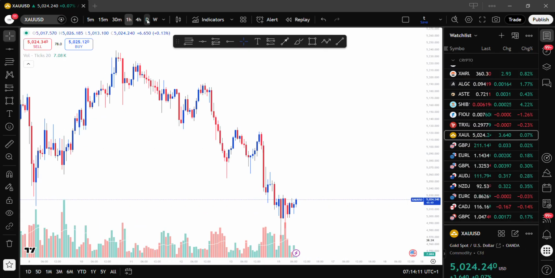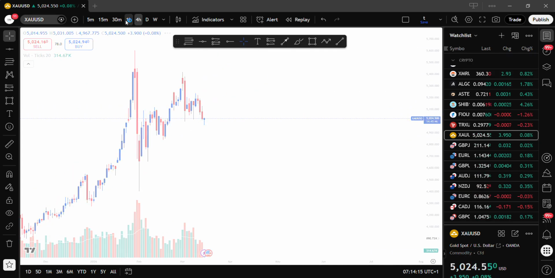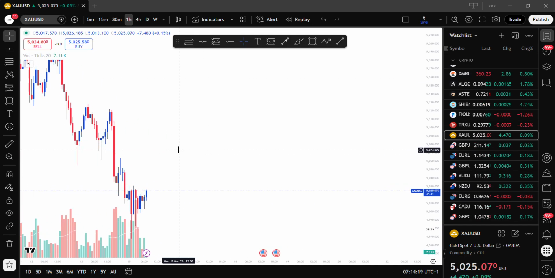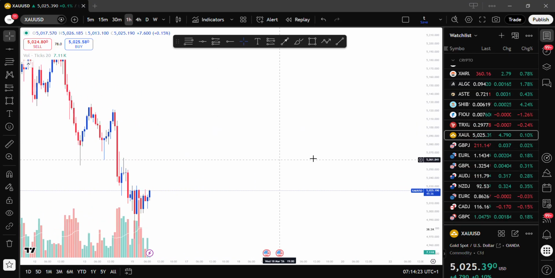On the XAU USD, it seems more messy today, so I bet you should just avoid XAU USD for today if you want to trade, and give it another try tomorrow.